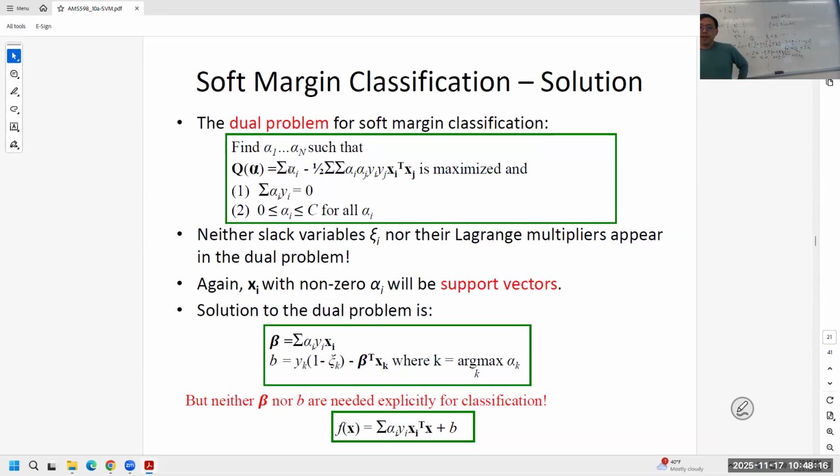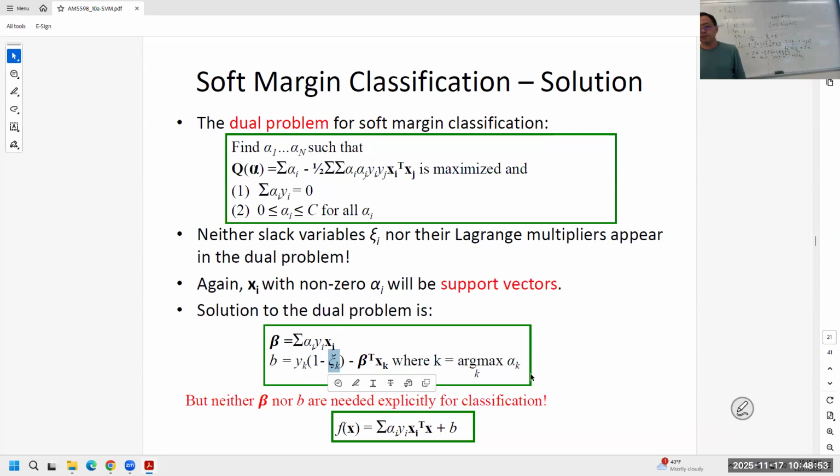Once you have this, then basically you solve for alpha. All other arguments are still valid, because your beta is still equal to the summation of alpha_i y_i x_i, depending on those support vectors. And for b, you can just pick one support vector. This support vector could be one on the boundary, or one on the wrong side. When you are on the wrong side, you're going to have a psi_k for the slack.